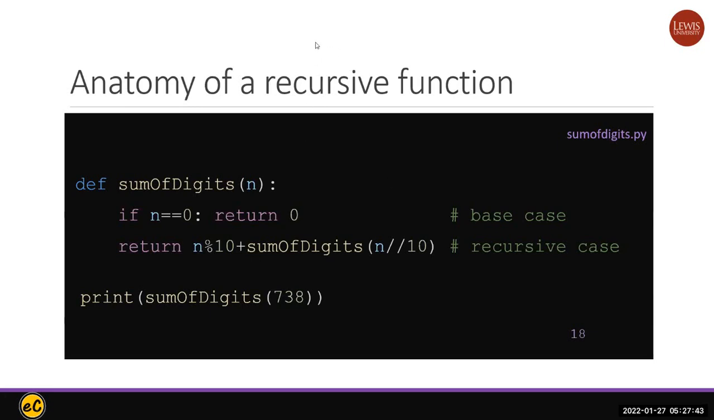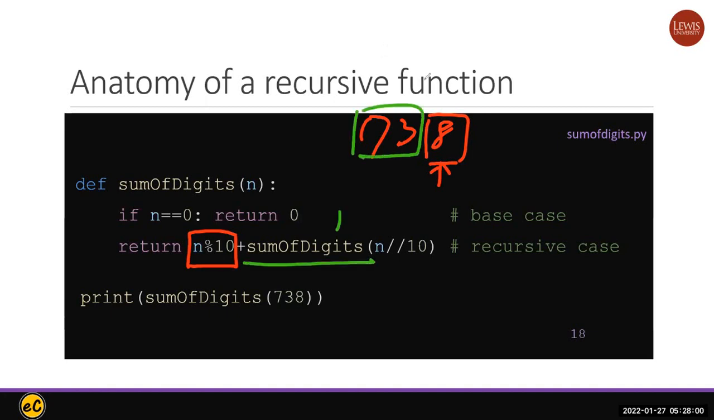Sum of digits: we get a number, and we try to get the sum of each digit. So for example, we have 738. We calculate each digit. For this digit, we take n modulo 10, and we get this digit. Then we take the remaining part and continue to evaluate its sum of digits. And then that sum will be added to 8, and that will be your return value.